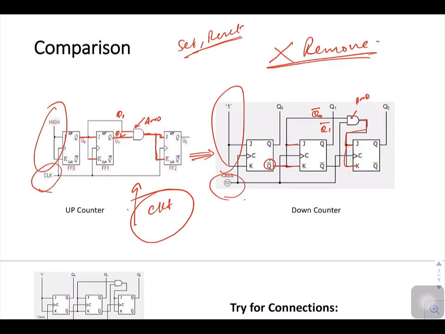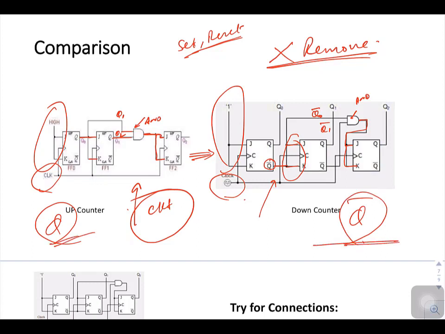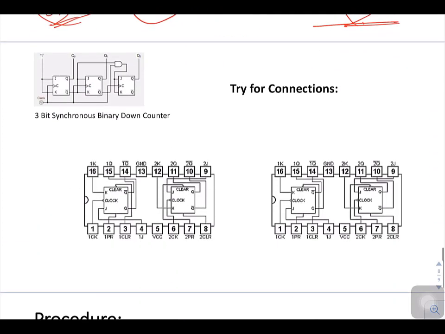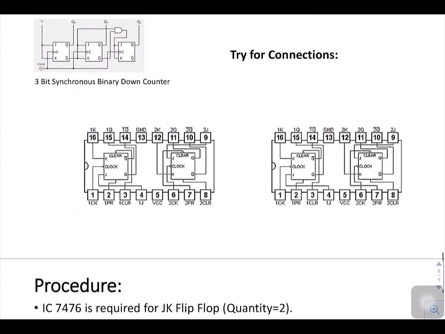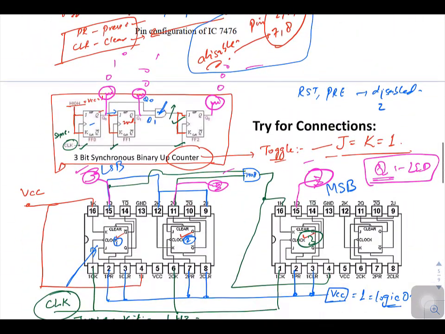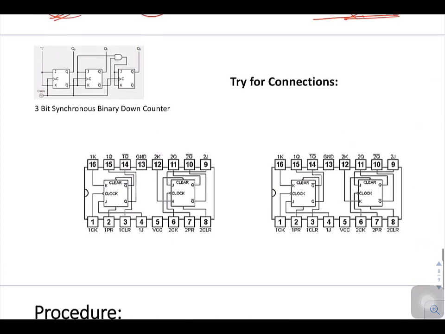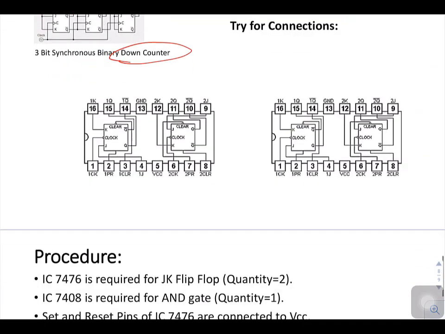So you have to just identify the main changes that are happening over here. The changes are, instead of J and K being connected to Q, they are connected to Q bar. So here it was Q, here it is Q bar that is propagating from one stage to the other. So identify these two or three connections that are getting changed. Replace these connections, and you can convert your up counter into a down counter. This is an exercise for you, like I have done it over here, all the connections. So you can try to make all the connections for a binary down counter.